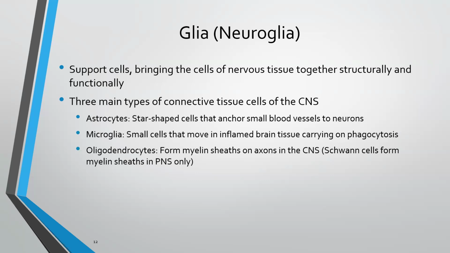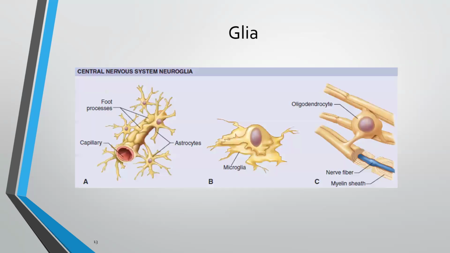So myelin is a fatty white substance around those cells, and glial cells help to support the neurons. You can think of astrocytes as helping anchor the neurons. Microglia act as immune cells, and the oligodendrocytes create myelin sheaths in the CNS. And Schwann cells do this in the PNS, which we'll talk about. And here is a picture of what those three different cell types look like.